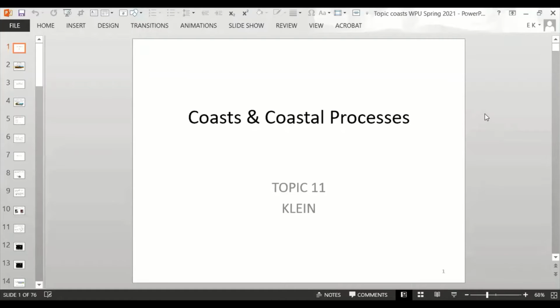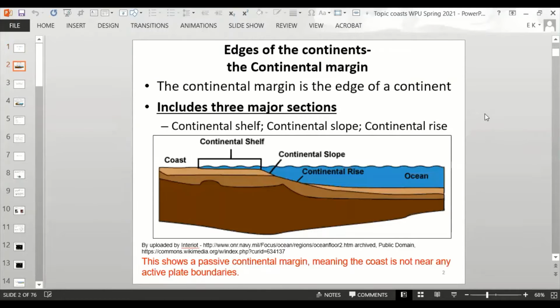So this lecture is on coasts and coastal processes. First, we will take a look at the edge of a continent. This is a continental margin, the edge of a continent where it meets the ocean. And there are three general sections, three major sections.